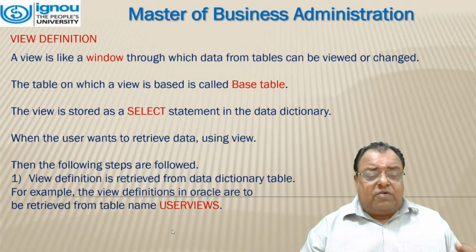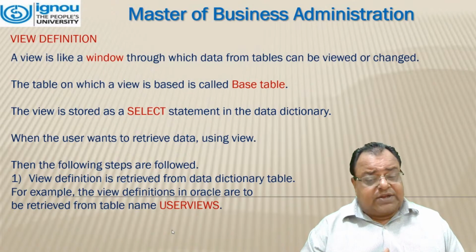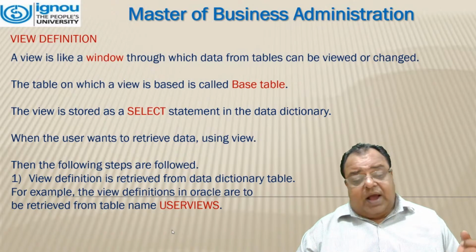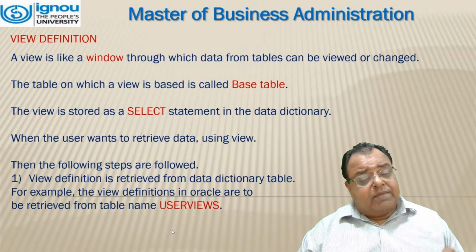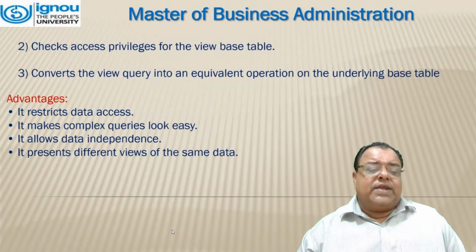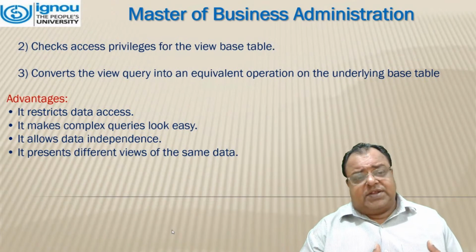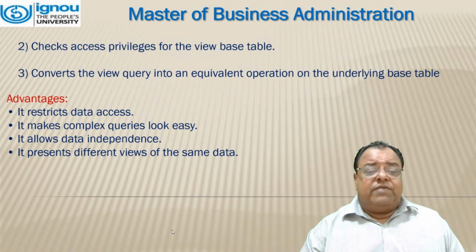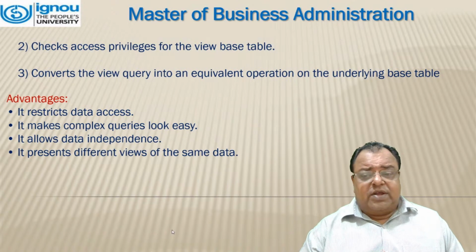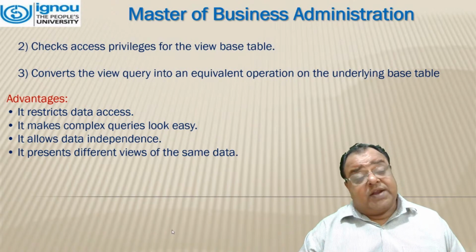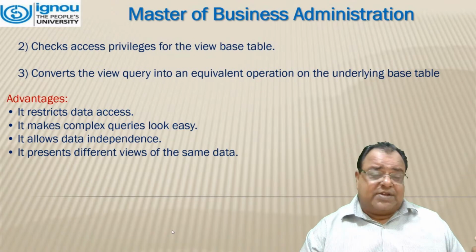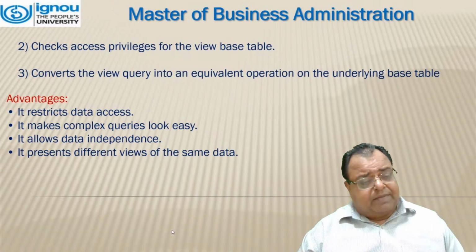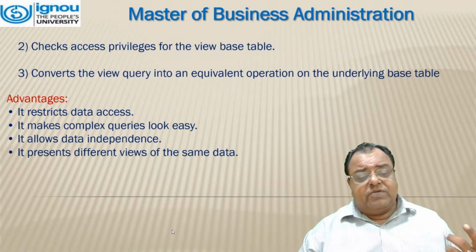First, the view definition is retrieved from the data dictionary table. For example, the view definitions in Oracle are retrieved from the table named user_views. Second, it checks access privilege for the view's base table. And third, it converts the view query into an equivalent operation on the underlying base table. What are the advantages of it? It restricts data access. It makes complex queries look easy. It allows data independence, and it presents different views of the same data.